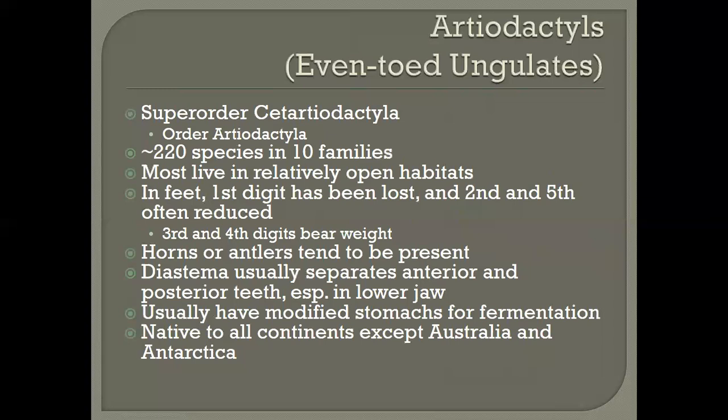This brings us to our ungulates. There are even-toed and odd-toed versions of the ungulates. The even-toed ungulates have 220 species. They have lost the first digit, and the second and fifth have been reduced. The third and fourth digits tend to be the ones that bear weight. They have either horns or antlers, and their stomachs are usually modified for fermentation. They're found all throughout the continents with the exception of Australia and Antarctica.